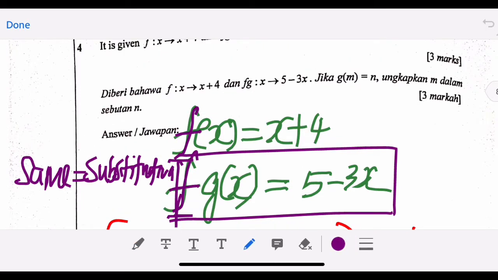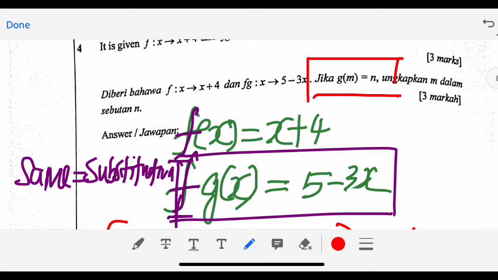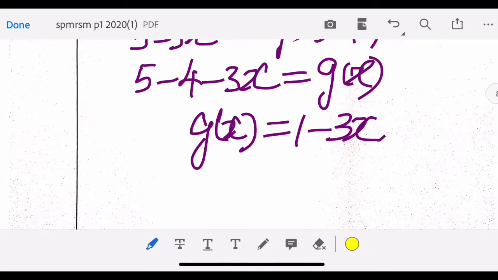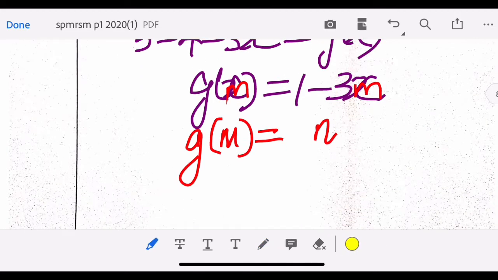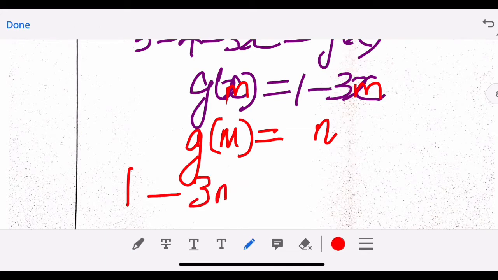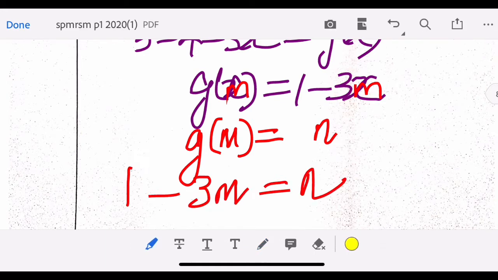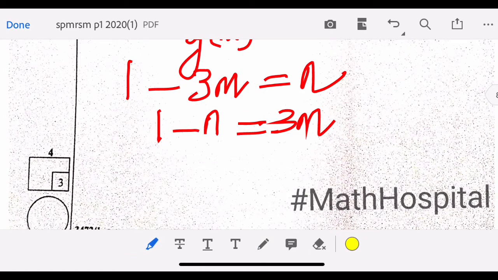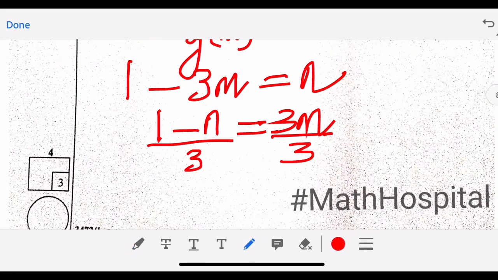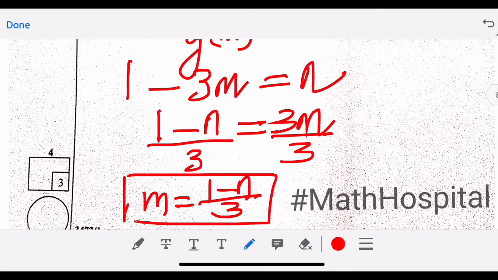The question is saying that g(m) equal to n. So let's do comparison. g(m) is equal to n. So we will plug in the m here, the m here. So it means that 1 minus 3m is equal to n. And the question say express m in terms of n. So we will divide by 3. We will get m is (1 minus n) over 3. This is called m in terms of the n, right? Okay, so this is the answer.